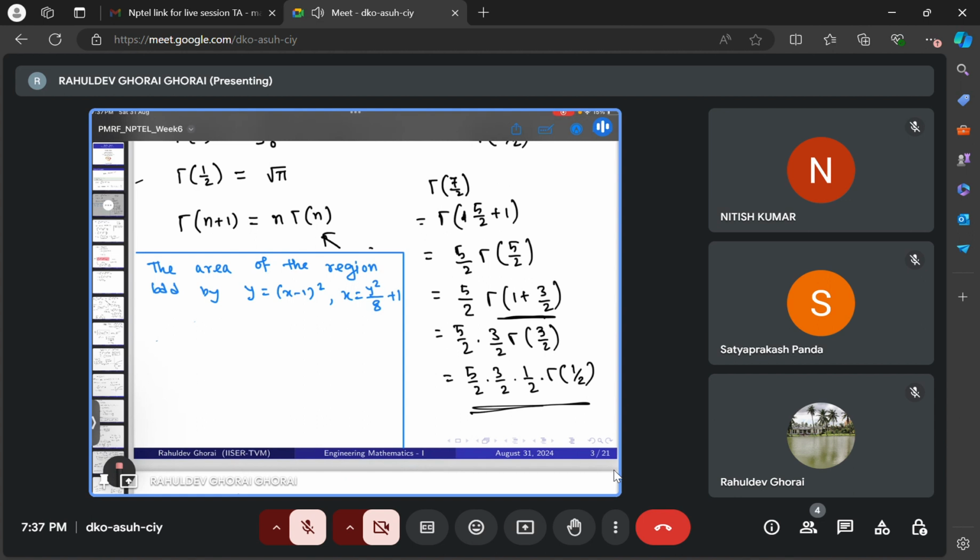So what you have to do here, you have to draw the graph. First of all, draw the graph of y equal to 1 minus x square.